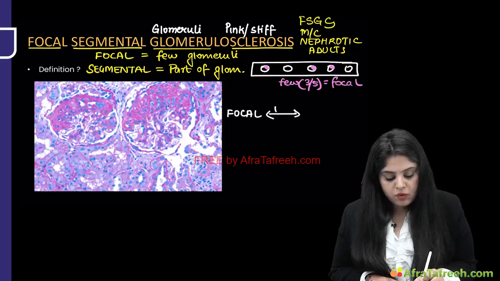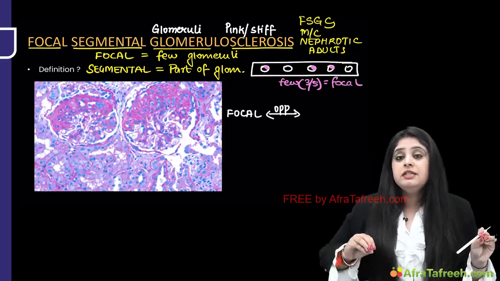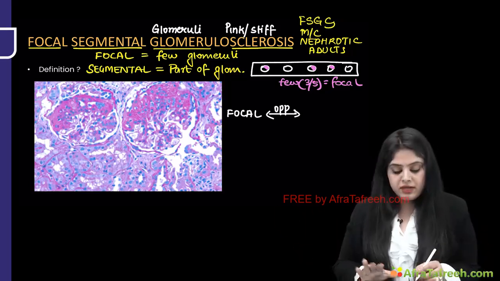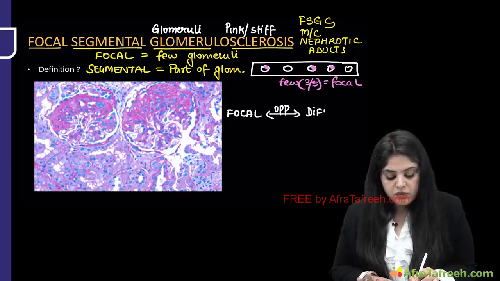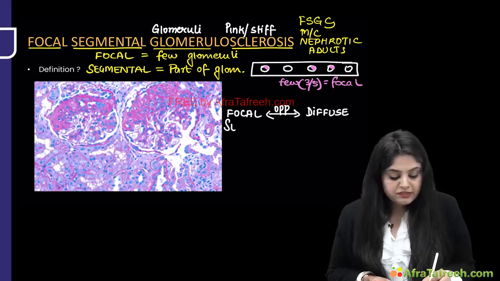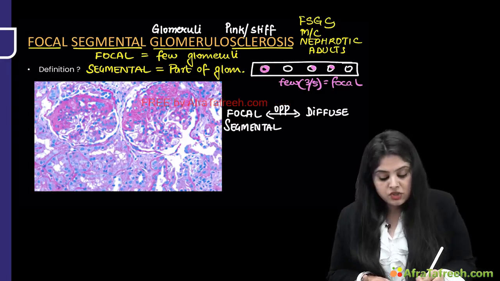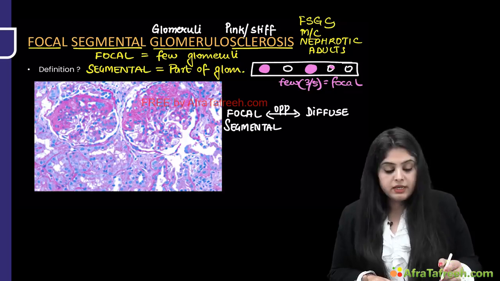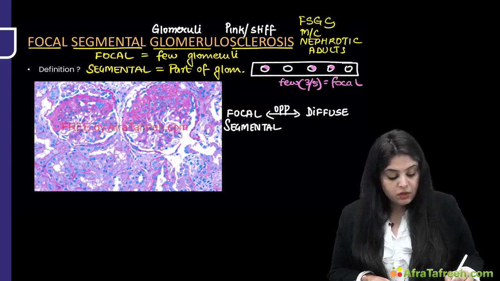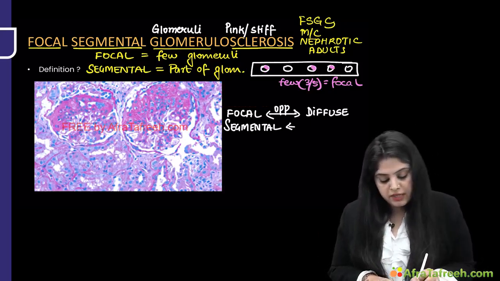What is the opposite of focal? Focal was few, only 3 or 2 glomeruli affected. Diffuse is all the glomeruli affected. So the opposite of focal is going to be diffuse. Second, when only a segment was affected, you called it segmental. But just imagine, if the entire glomerulus has become pink, what would you call it? Then you would call it global. It's become like a globe, like the round globe. So then you would refer to it as global.